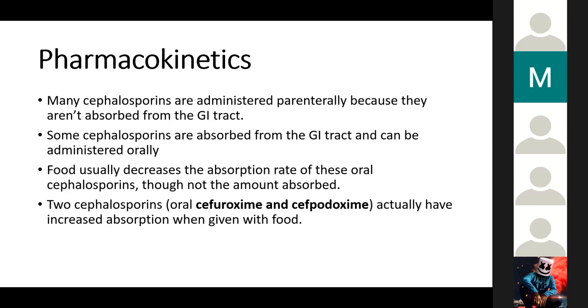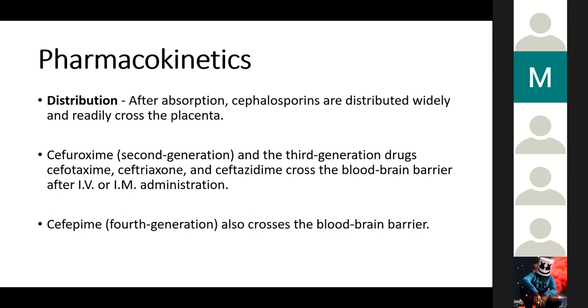So after absorption, they are widely distributed and readily cross the placenta. So you can use it to treat fetal infection as well. So cefuroxime, cefotaxime, ceftriaxone, ceftazidime, they cross the blood-brain barrier. So this tells you that they can be used for meningitis. Then cefepime also crosses the blood-brain barrier.